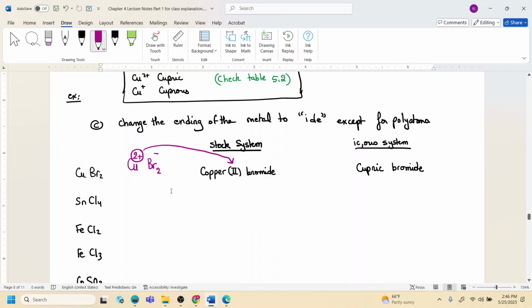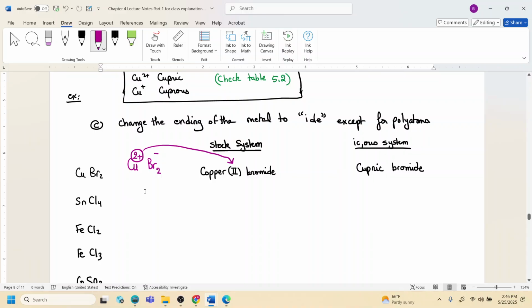This is its name. And between parentheses, I put the charge of the copper. So this here is the charge of the copper. It's not how many coppers you have. It's the charge of the copper. And then you do have a bromide. It ends in IDE because the nonmetal is just one type of element.